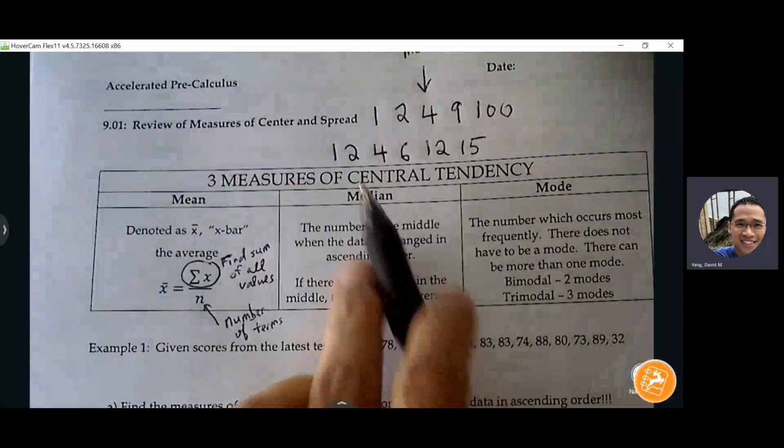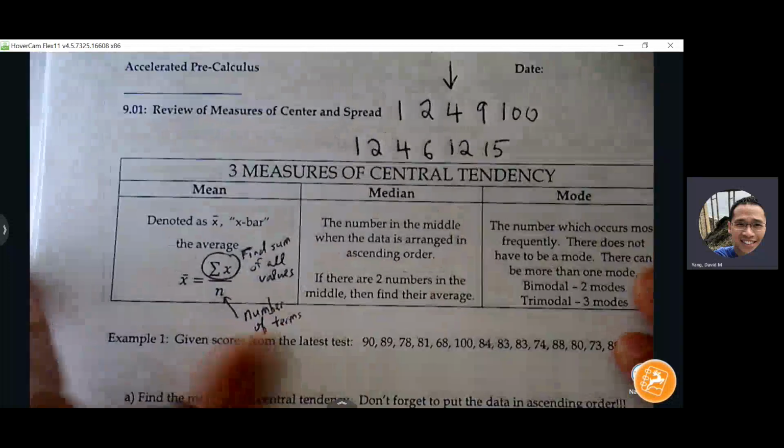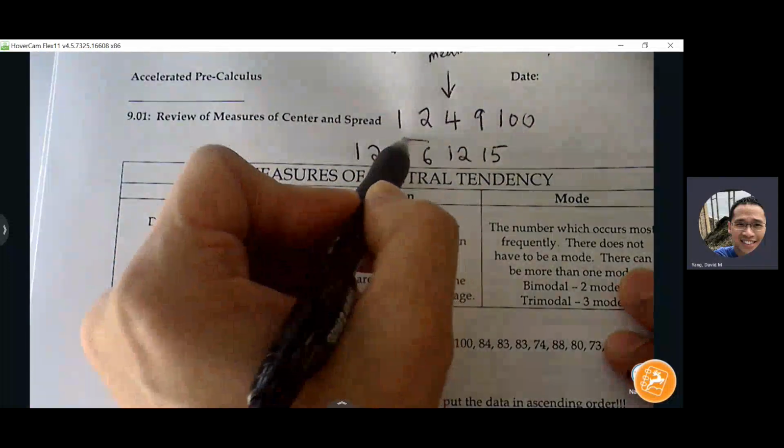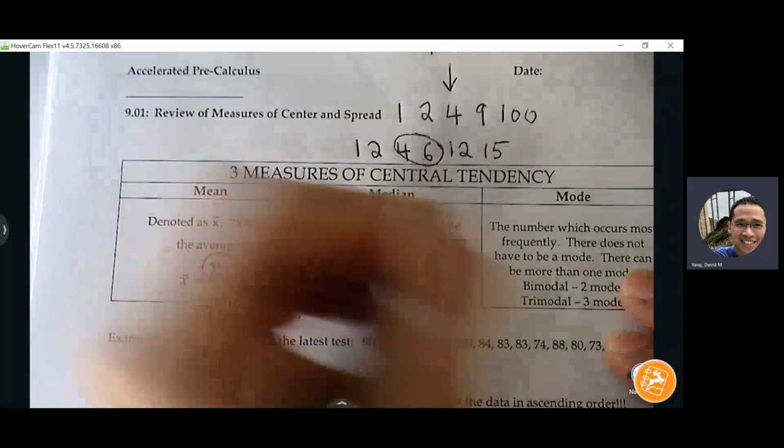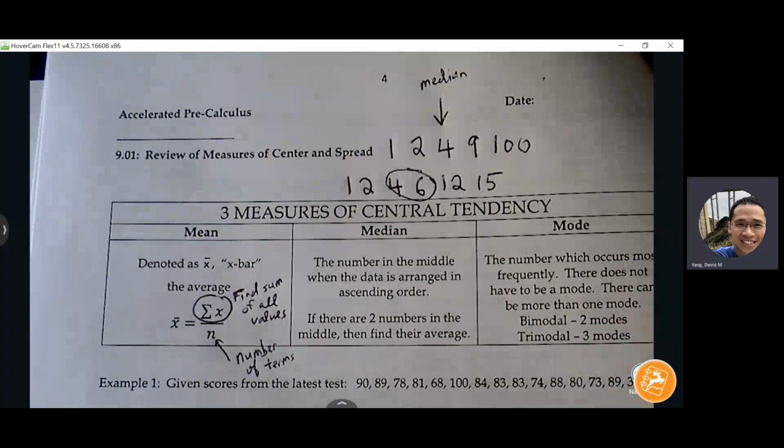But let's say we have these numbers here, 1, 2, 4, 6, 12, and 15. So here we have an even number of terms. And how many middle numbers do we have? 2, right? So if we have two middle numbers, then we find the average of those two numbers. What's the median there? 5, yeah.